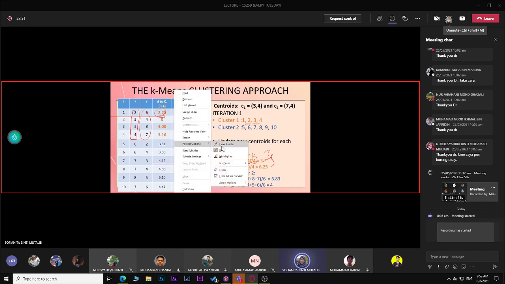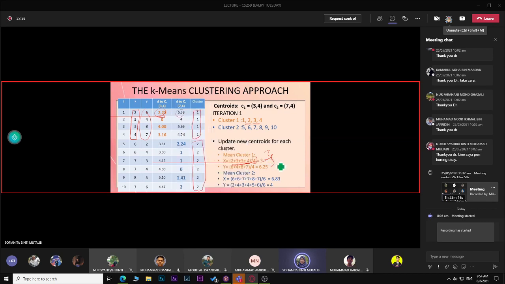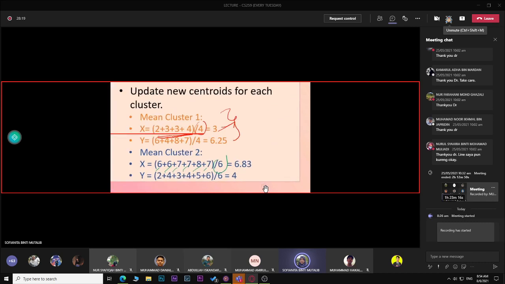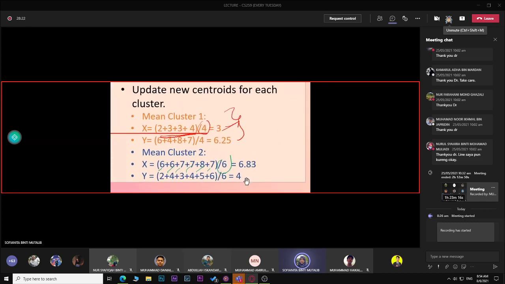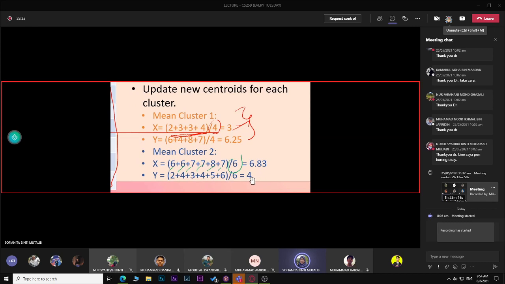If you look at the second cluster, this will be the X value: 6 plus 6 plus 7 plus 7 plus 8 plus 7. Then we have 6 objects, so we divide by 6. Meanwhile, the Y value will be 2 plus 4 plus 3 plus 4 plus 5 plus 6, and this will be divided by 6. So you will get the mean value for Y, which is 4. Can you understand?